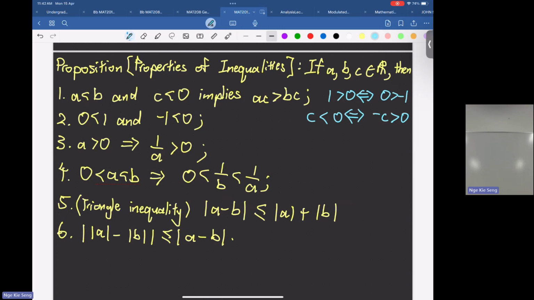For example, 2 is greater than 0, 1/2 is also greater than 0. So I need to prove that. And similarly, if you have B greater than 0 and A greater than B, you will get 1/A less than 1/B, greater than 0. So you swap the order of the inverse of A and B.